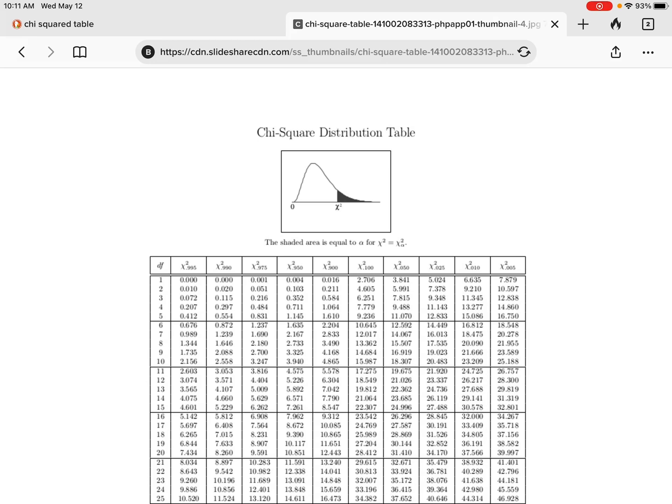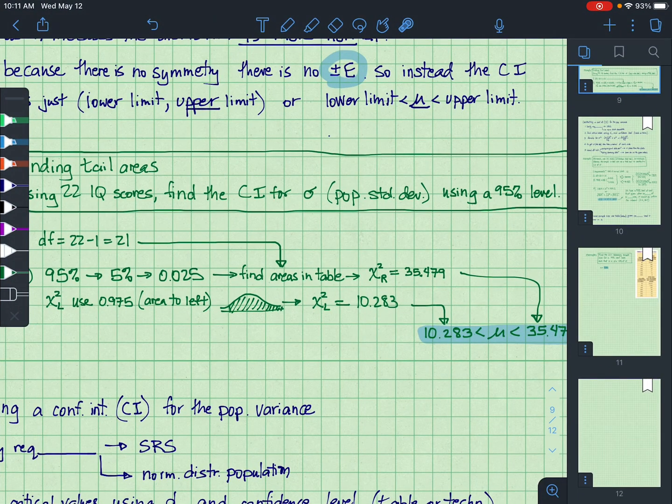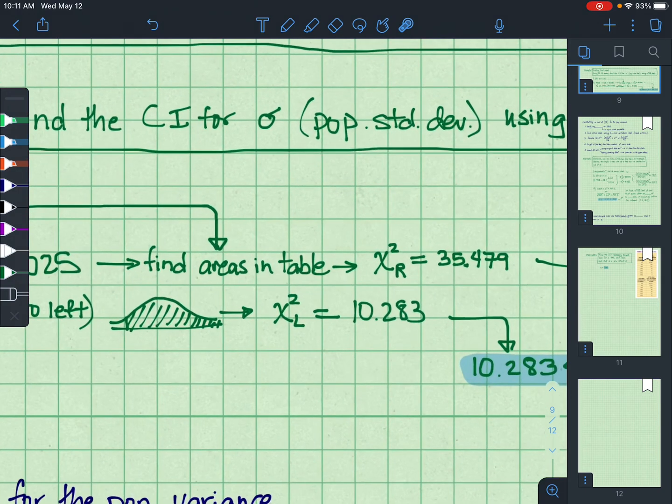for 97.5. And if you go over to let's see, 1, 2, 3, 4, 5, 6, 7, 8th column over, and the 21st row, you can see that value that we're looking for, 35.479. So if I come back into here, there you see those two values.